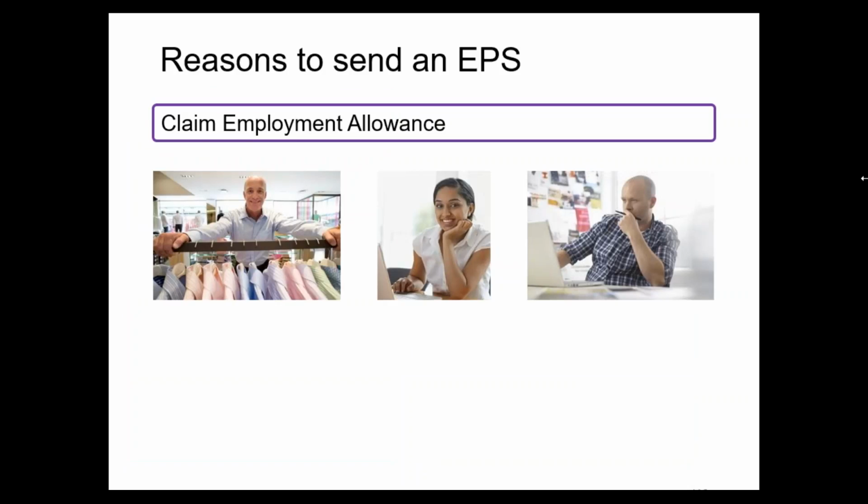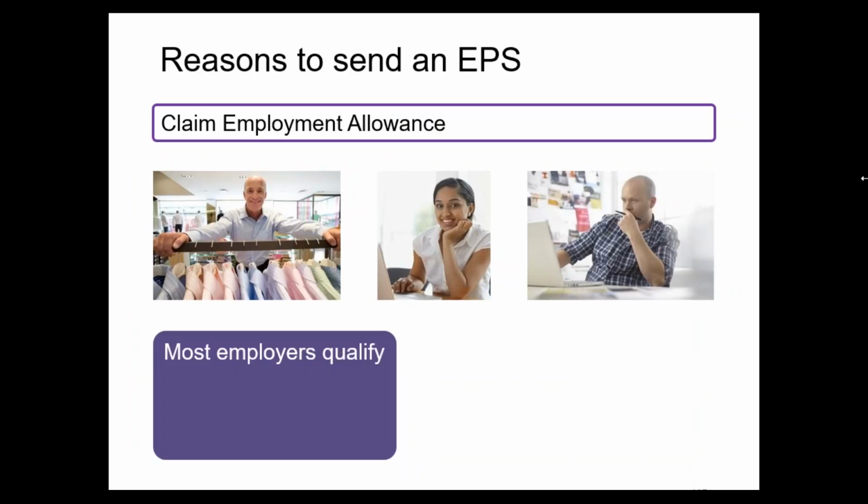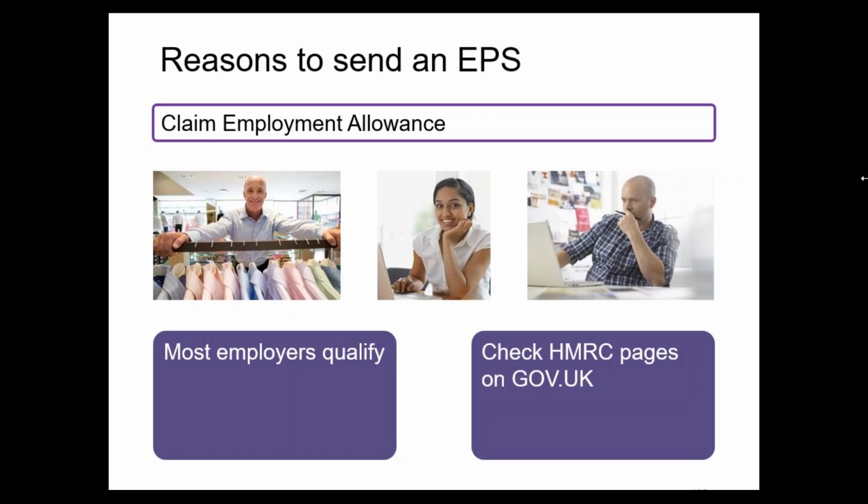The other reason I mentioned to send an EPS was to claim the employment allowance. Now, most employers can claim this. Since April 2015, this has included individuals who employ a care or support worker. There are a few types of employers who cannot claim the allowance. For example, from the 6th of April 2016, limited companies with a single director and no other employees will not be able to benefit from the allowance. You can find more details about this and who can claim on the gov.uk website.